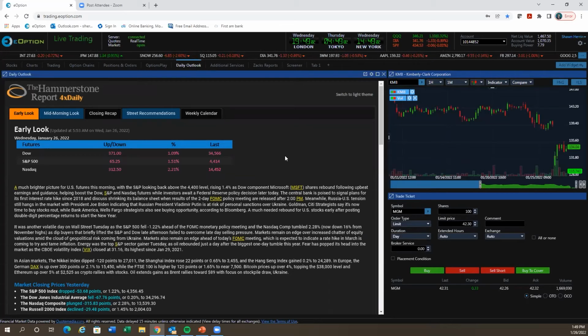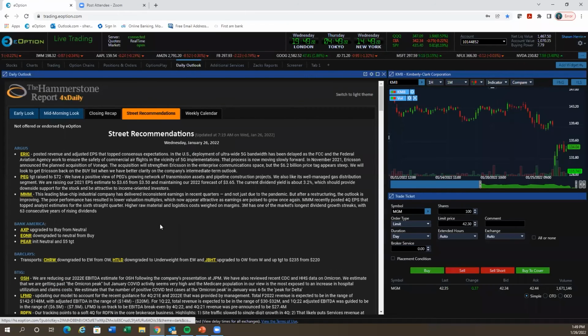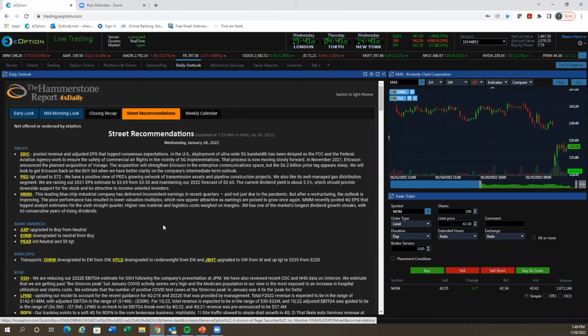This comes out 3 times a day: early look before the market open, mid-morning look gives you an update on where the market is around 11:30 Eastern, a closing recap of where it stands after the close, and then each day you get street recommendations. So these are analyst comments that they make on stocks on a daily basis. They come out before the open, and so you can get an idea of what the analysts are saying. Usually they'll post after earnings.